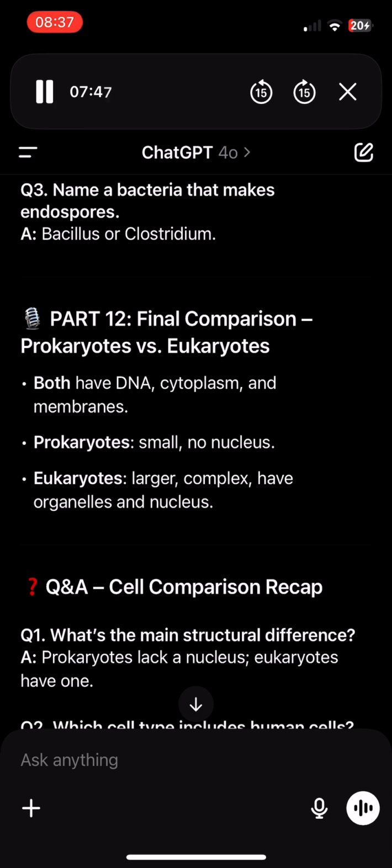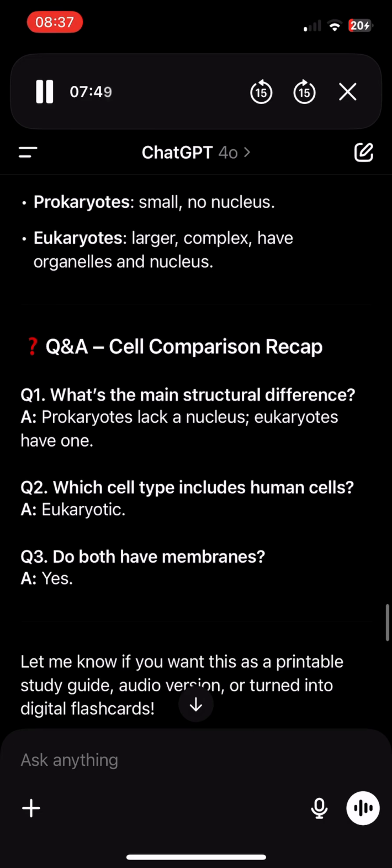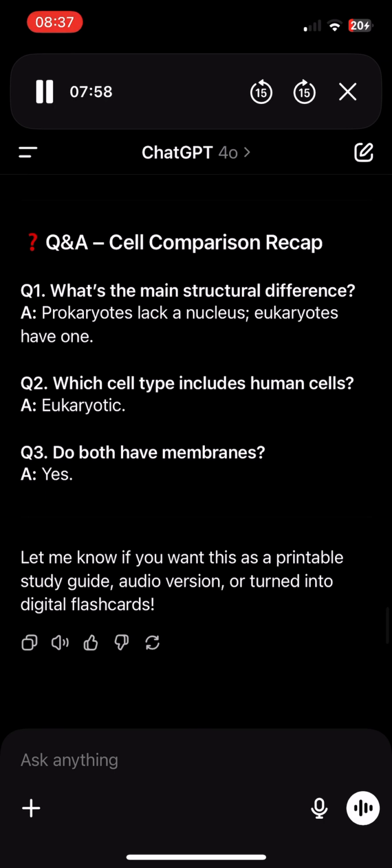Q&A, cell comparison recap. Q1. What's the main structural difference? Prokaryotes lack a nucleus. Eukaryotes have one. Q2. Which cell type includes human cells? Eukaryotic. Q3. Do both have membranes? Yes.